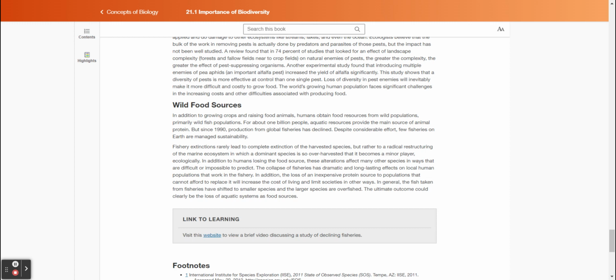In addition, the loss of an inexpensive protein source to populations that cannot afford to replace it will increase the cost of living and limit societies in other ways. In general, the fish taken from fisheries have shifted to smaller species, and the larger species are overfished. The ultimate outcome could clearly be the loss of aquatic systems as food sources.